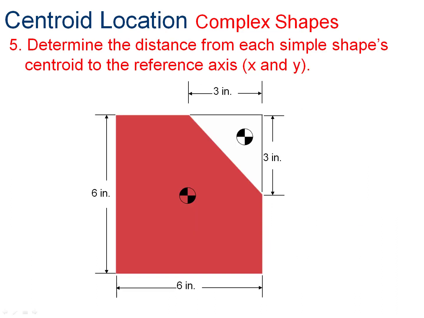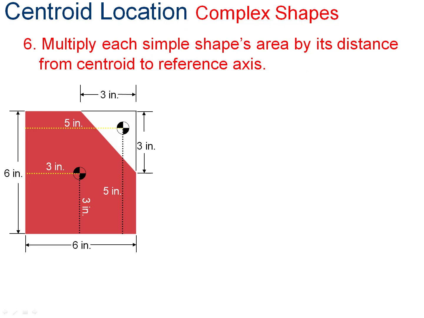Now determine the distance for each centroid. Our reference plane is the left-hand side and the bottom of the big square. So for the big square, for shape 1, it's 3 inches. For shape 2, it's actually 6 inches minus 1/3 the height, or 1 inch, for 5 inches. We determine the y the same way, 3 inches. The same logic. It's actually 6 inches tall, and we're subtracting 1/3 the base here, which is 1 inch, for 5 inches. So now we've found our centroid locations.